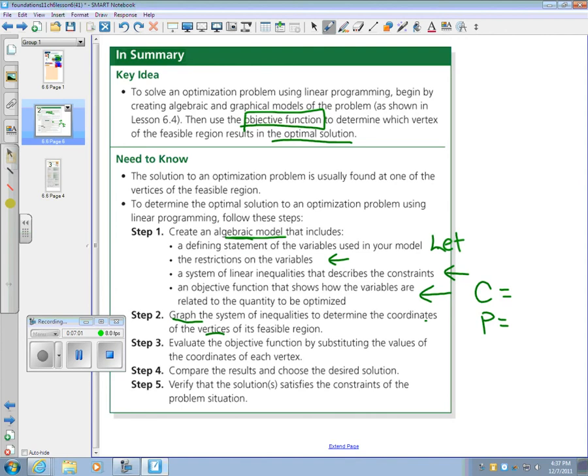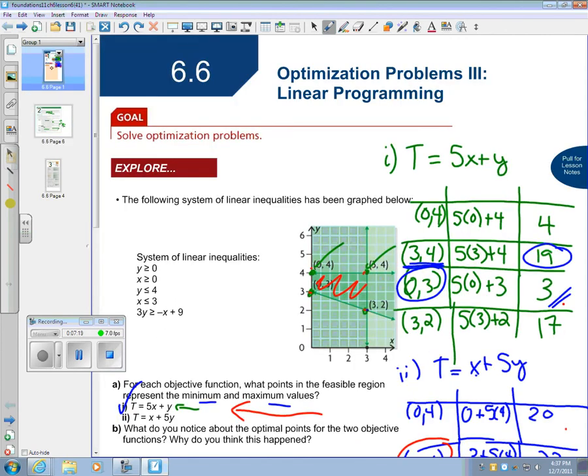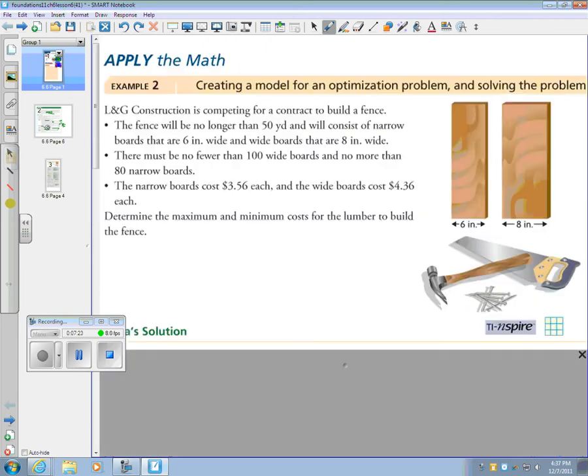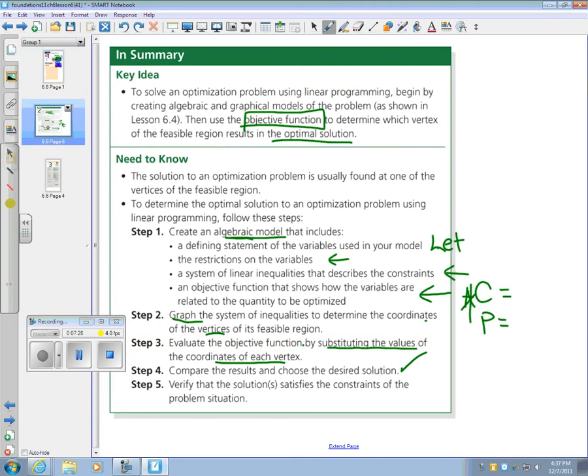We're trying to find some region. We evaluate the function, the one we made up here, by substituting the values into each vertex. We compare the results and choose the solution. That's kind of what we did here. We compared all these results: 4, 19, 3, 7. Well, what's the minimum? What's the maximum? We compare those. And here's the new thing we're doing: we're verifying that the solution satisfies the constraints of the problem situation.